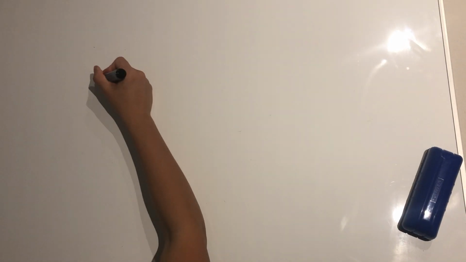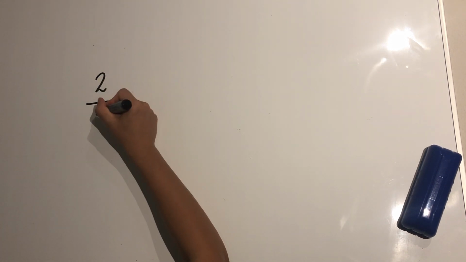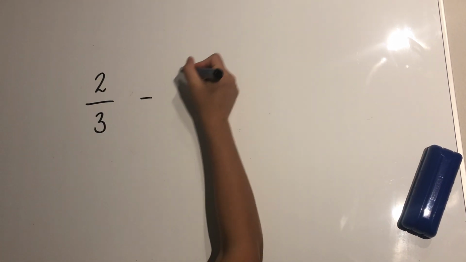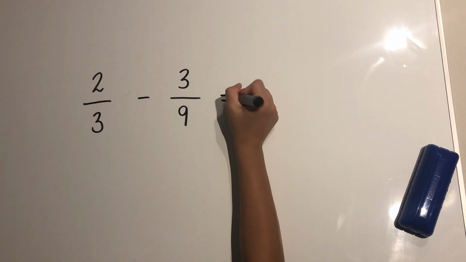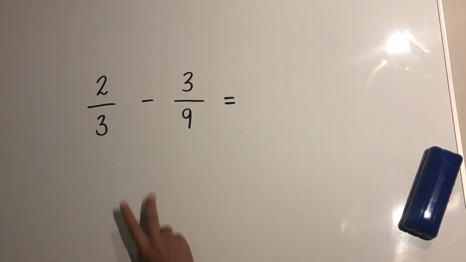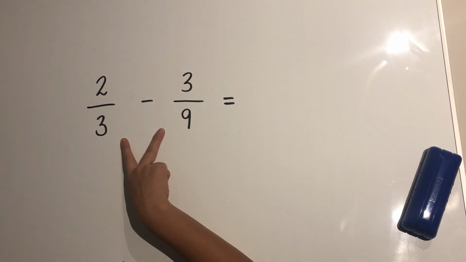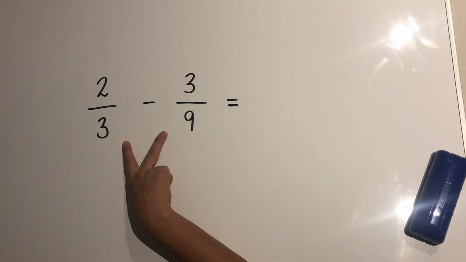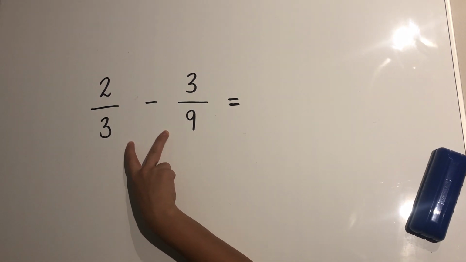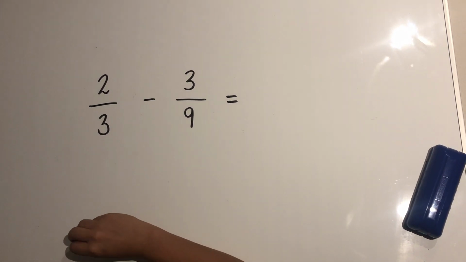Next one, 2 thirds subtract 3 ninths. First step, do we have the same denominators? No. So we need to create equivalent fractions with the same denominators. To do this, we must find our lowest common multiple.